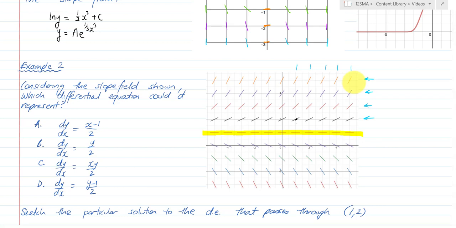And that tells me that dy/dx is a function of y, but not x. It's not related to x, which automatically crosses out A and C, because the gradient is not related to those slopes. So instead, it's either B or D, and because the gradient is 0 when y is 1, D is the correct answer. That slope field is represented by function D.